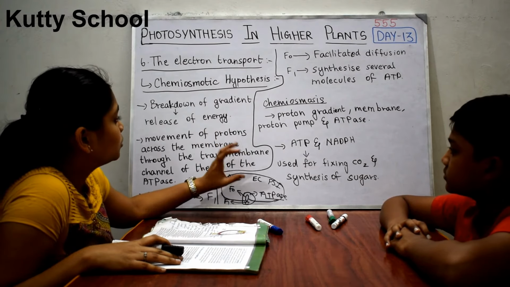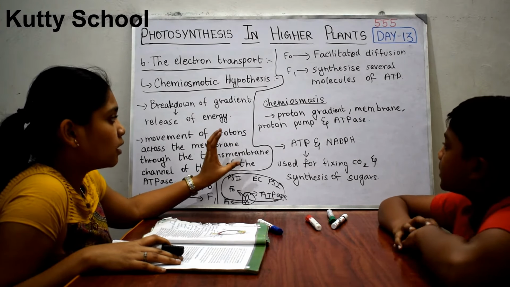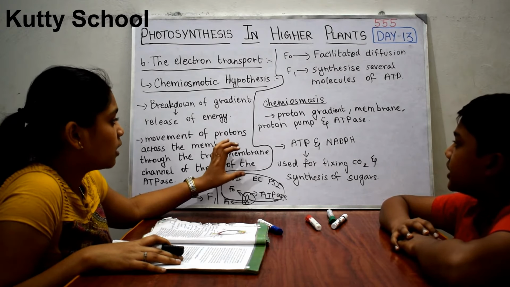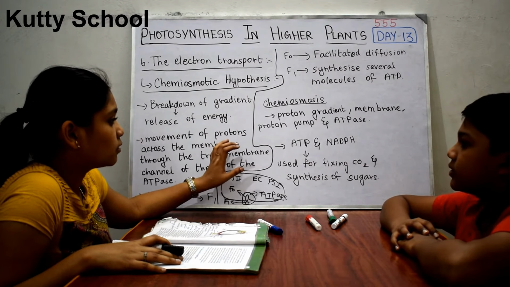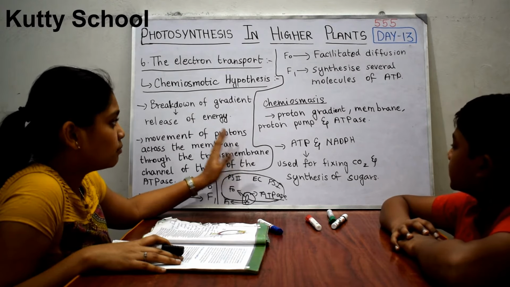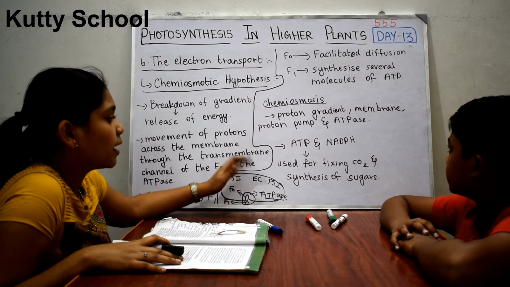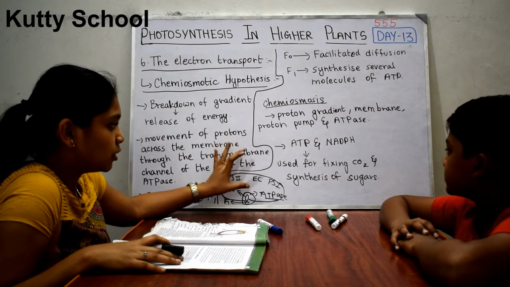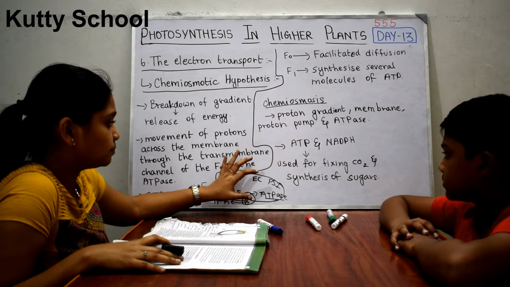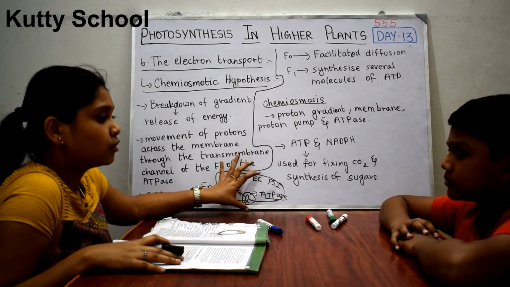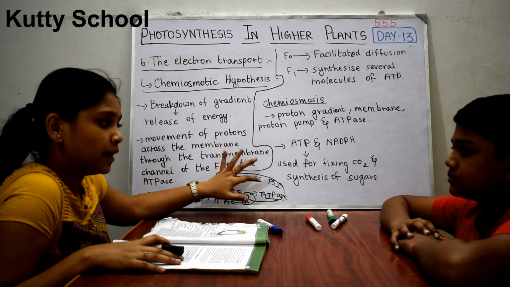What are the requirements for chemiosmosis to occur? Proton gradient, membrane, proton pump and ATPase. These are required for chemiosmosis to occur. It produces ATP and NADPH. So this is the overall light reaction, where through light it produces ATP and NADPH.